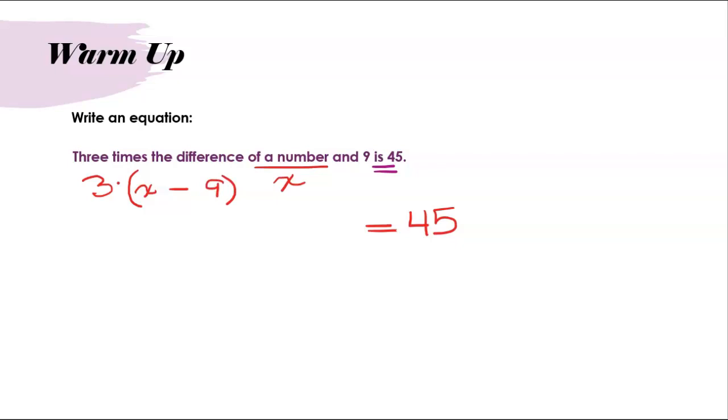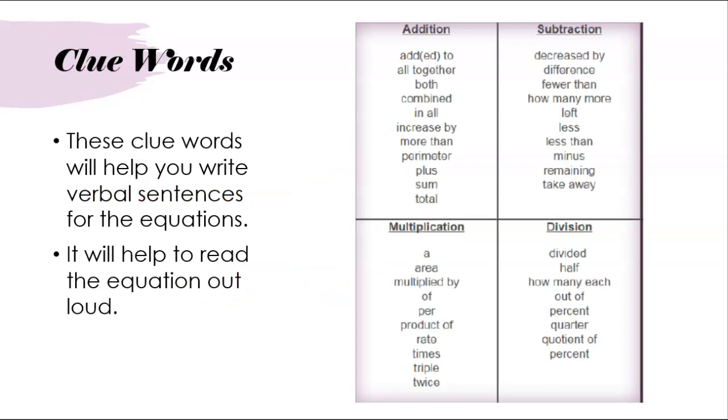Alright, we have to kind of mix it around because here's our 9. The difference of a number and 9 equals 45. So our whole numerical expression will be 3 times the difference of a number minus 9 is 45. Alright, that's a little warm-up. Remember that these are our clue words that help us know what operation we are doing.